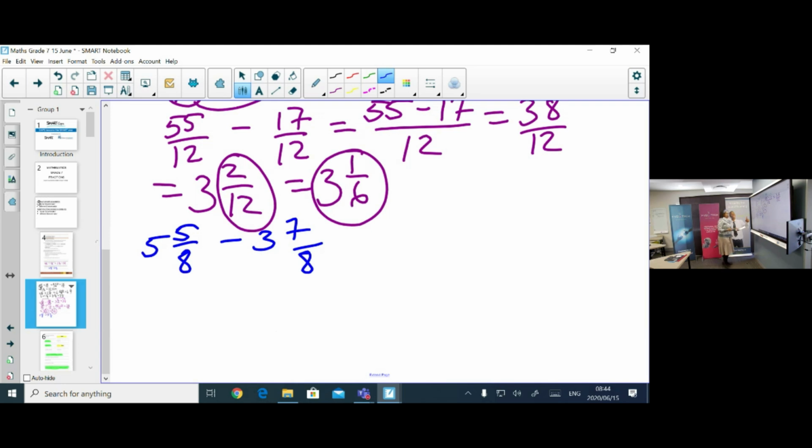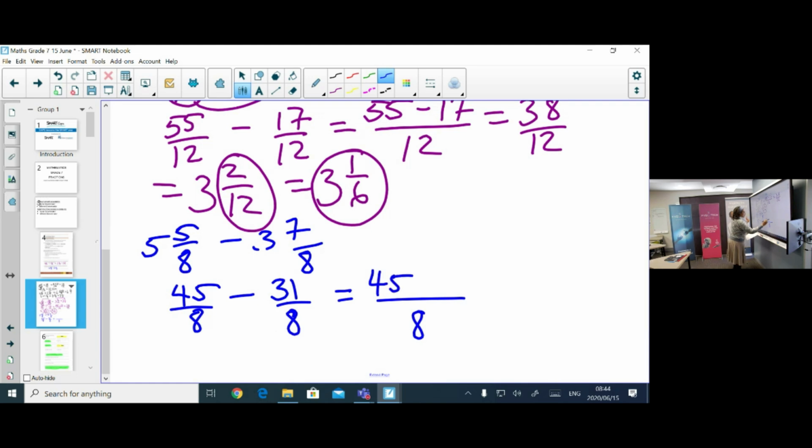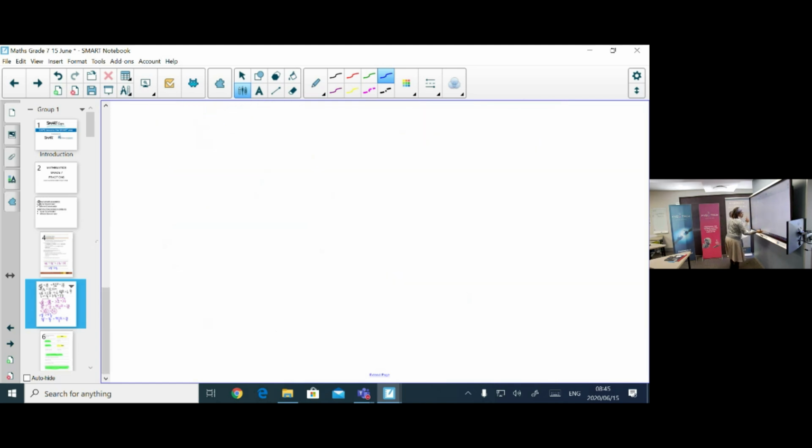So we are going to write the same fraction here as a whole. 8 times 5, 40, plus 5, that's 45 out of 8. 8 times 3, 24, plus 7, and then we get the one is 31 over 8. Our LCM here will be 8. Then 45 minus 31, we get 14 out of 8.